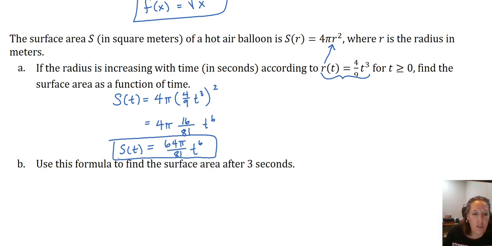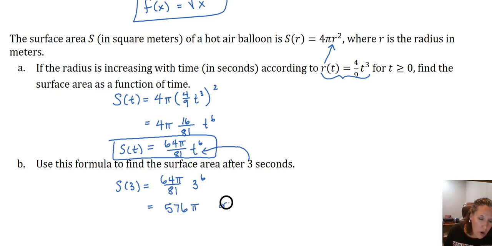And so if we want to use this formula to find the surface area after 3 seconds, all we're going to do is plug in t equals 3. So S of 3 is going to be 64 pi over 81 times 3 to the 6th, and 64 over 81 times 3 to the 6th gives us 576 times pi, or as a decimal approximation, we would have 1809.56, and the units on that are going to be the units of the surface area, which is square meters.